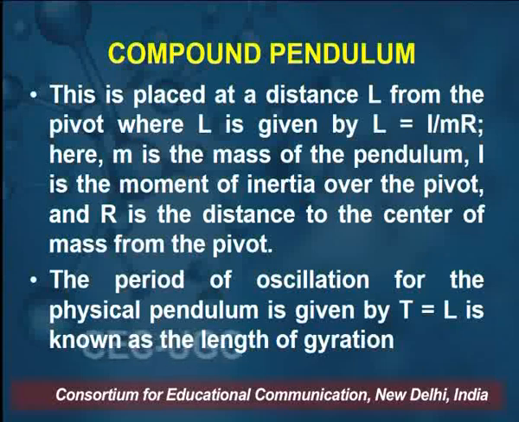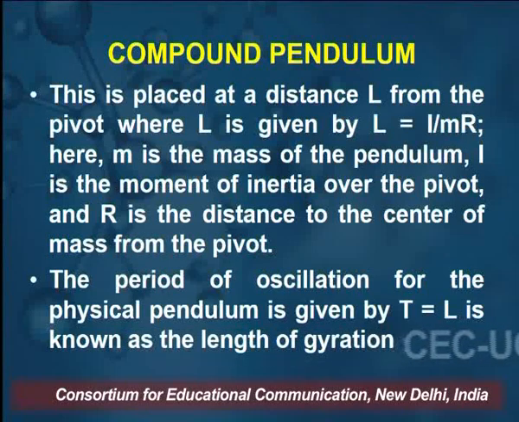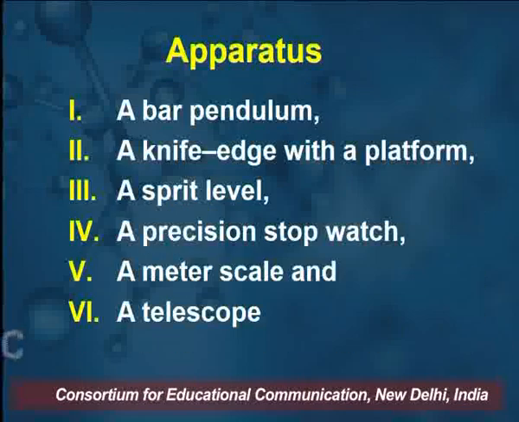The period of oscillation will be defined as T equal to 2π√(L/g), where L is the length of the simple equivalent pendulum, the distance L from the pivot. That will define the time period.